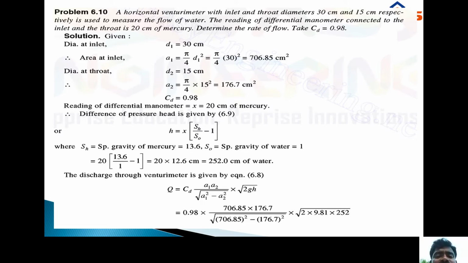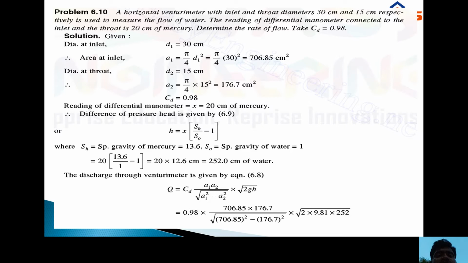Reading of differential manometer X equal to 20 centimeter of mercury, which is given in the problem. The difference of pressure head is given by H equal to X into (SH by S naught minus 1).